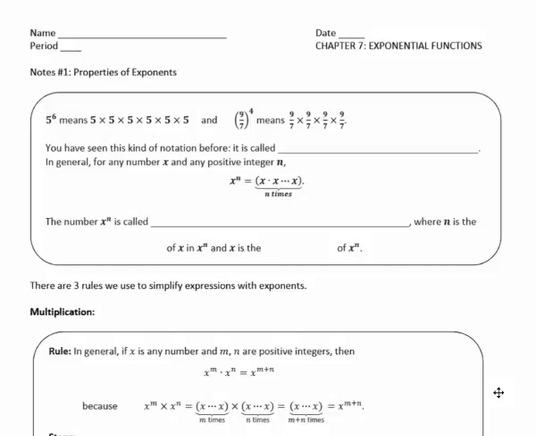Gentlemen, so today we're going to be starting exponential functions, and we're going to start off reviewing exponents and our rules for exponents. This is review from last year. Mr. Bush and I both did this last year. But 5 to the 6th means 5 times 5 times 5 times 5 times 6 times. 9 sevenths to the 4th means, right, so you've seen this kind of notation before. It's called exponential notation.